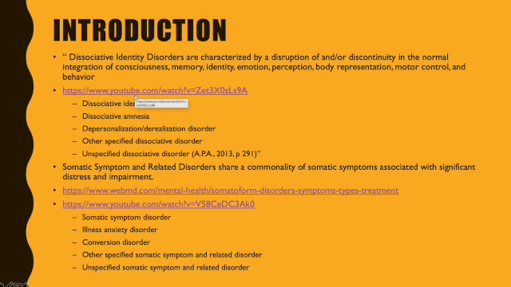So first thing we're going to do here is look at dissociative identity disorder. And this portion came right out of the APA on page 291. Dissociative disorders are characterized by a disruption of and/or discontinuity in the normal integration of consciousness, memory, identity, emotion, perception, body representation, motor control, and behavior. And then the last thing we'll talk about, and then after that we'll go to the videos, is somatic symptom and related disorders.